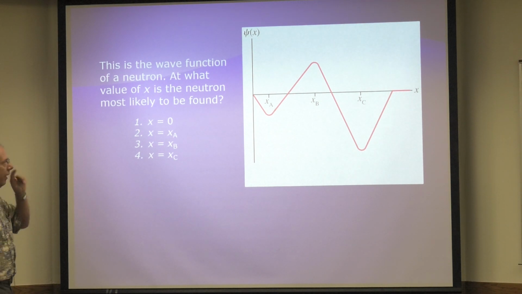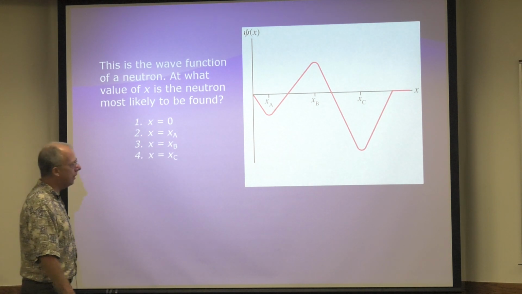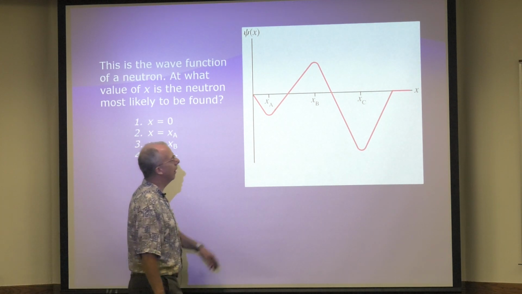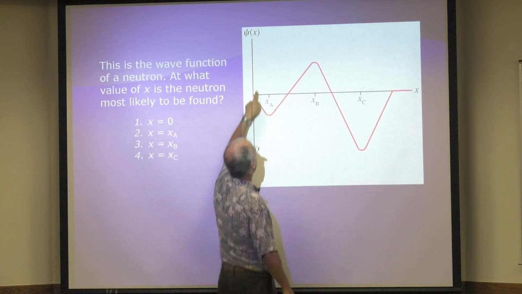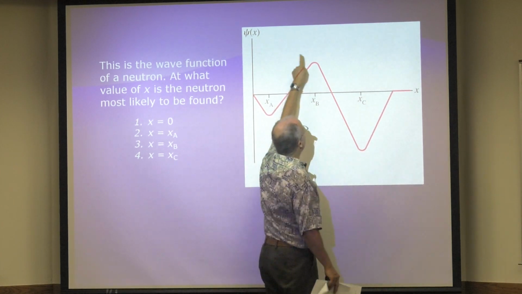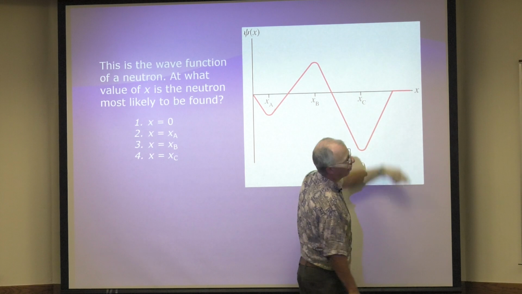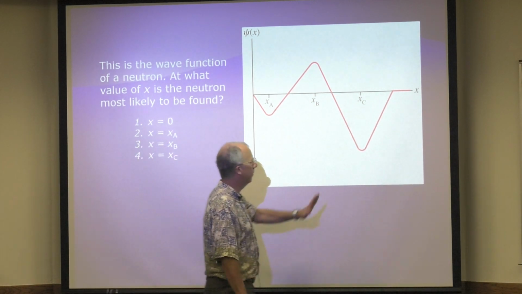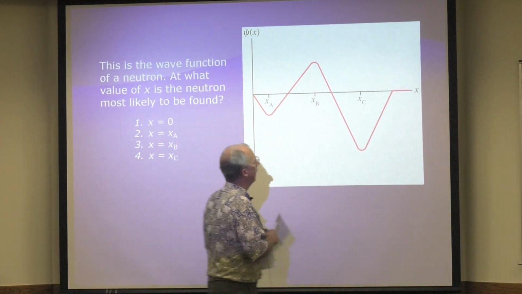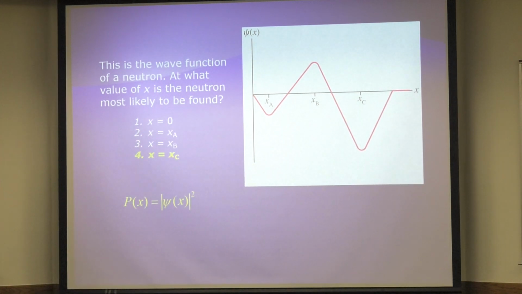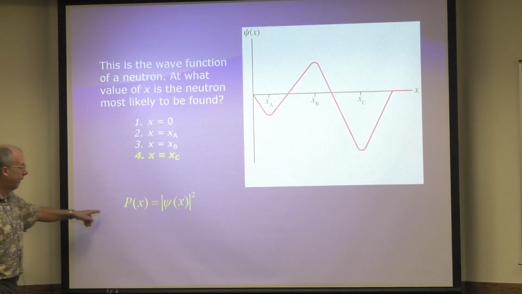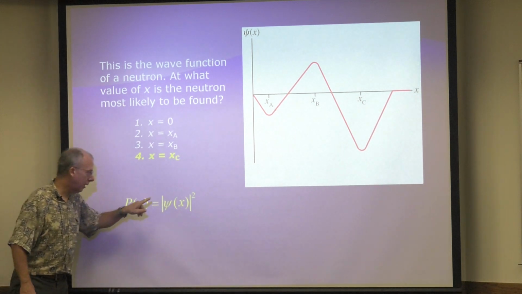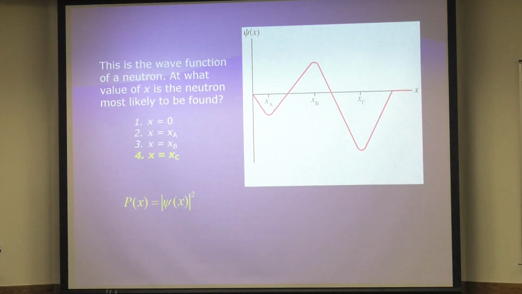Okay, so I assume you've figured out the answer. Remember the probability density is equal to the psi squared. So when you square that, it goes up. When you square that, it's up. Square that, it goes way up, right? So where's the greatest probability? Right there, at x sub c, okay? Because of this. That's what I mean. Probability density, psi squared, okay?